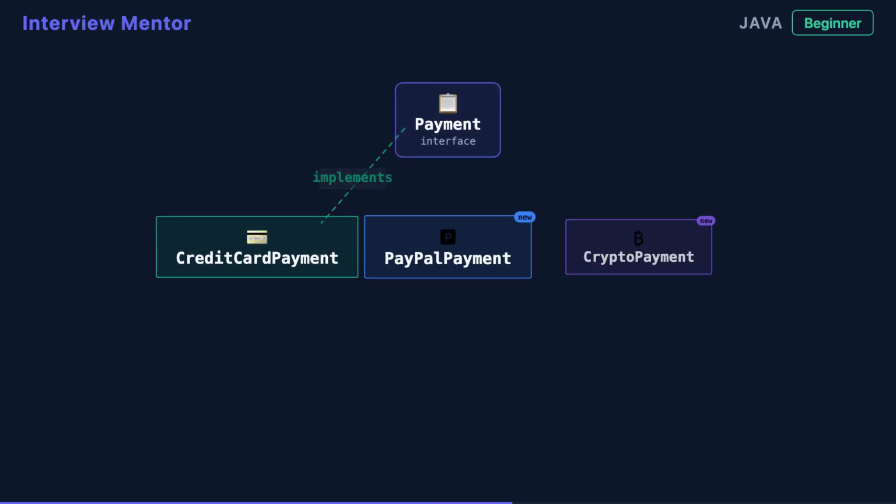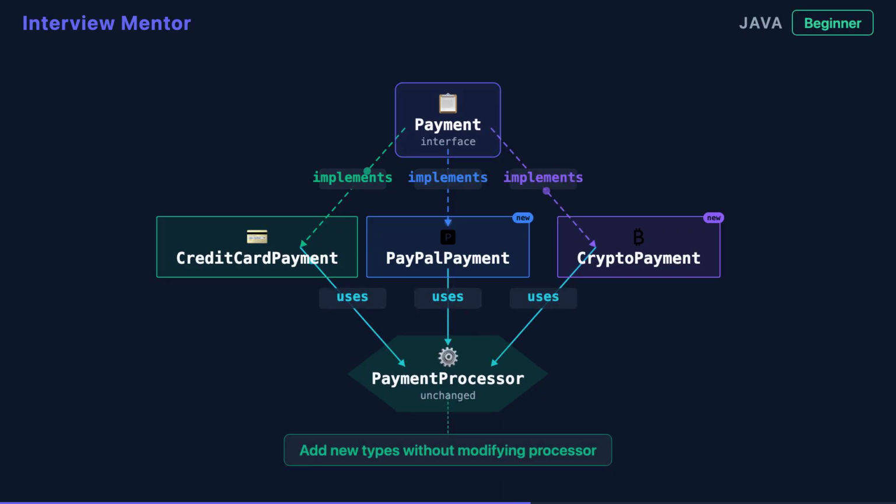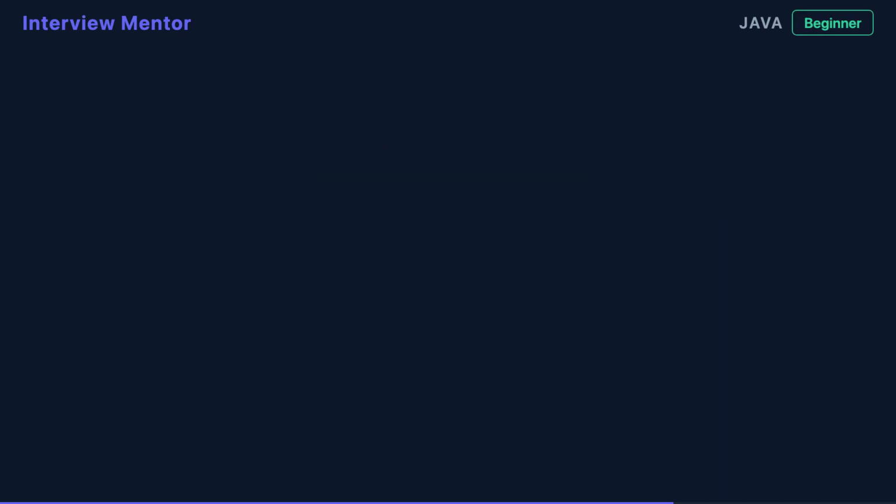Here's a concrete example. Imagine a payment processor that handles credit cards. Without open/closed, adding PayPal support means editing the processor class itself, risking bugs in existing credit card logic. With open/closed, you create a new PayPal payment class implementing a payment interface. The processor works with any payment implementation without modification.